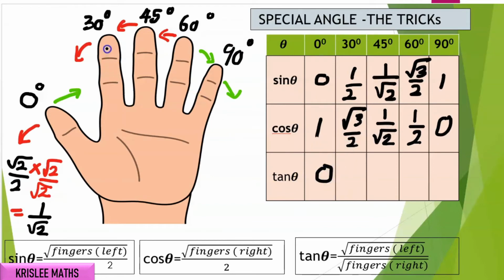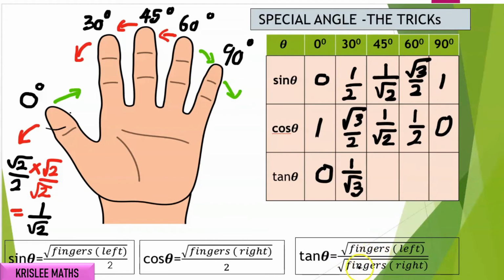Next, tangent 30. On the left you have 1 finger, so square root of 1 over square root of 3. Square root of 1 is 1, square root of 3, just leave it as square root of 3. Next tangent 45. On the left you have 2 fingers, so square root of 2 over, on the right you have another 2 fingers, so square root of 2.